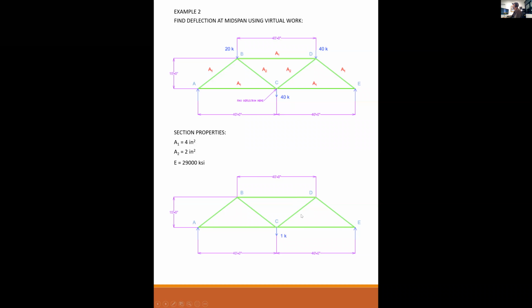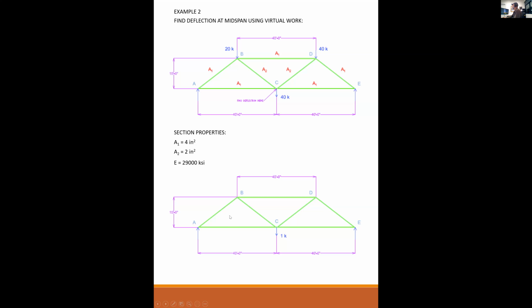But we can find that. All you need to do is, instead of a 1 kip virtual load at C, you put a 1 kip virtual load going horizontally at E. Again, nothing to do with the real loading. It's just an indicator of where you want to find the deflection.